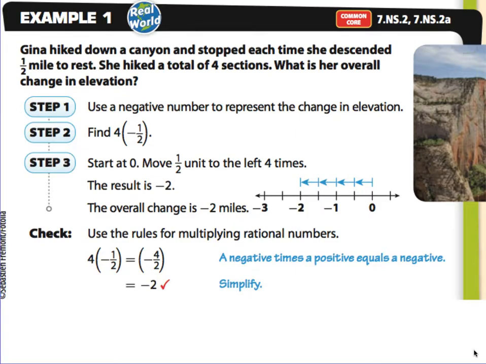Alright, so first we're going to take a look at what happens when you're multiplying. We took a look at this before. We talked about how, when you're multiplying a positive and a negative, the sign of your answer works out. So in this case, Gina hiked down a canyon and stopped each time she descended half of a mile to rest. Okay, so in this case, descended would be an important word. Half a mile. She hiked a total of 4 sections, and we want to know what was her overall change in elevation.